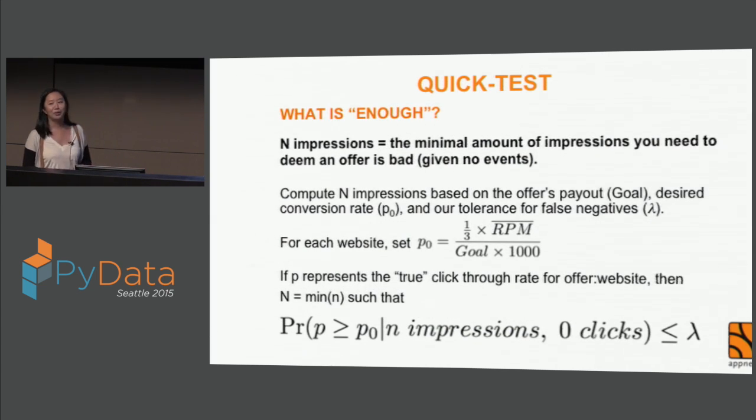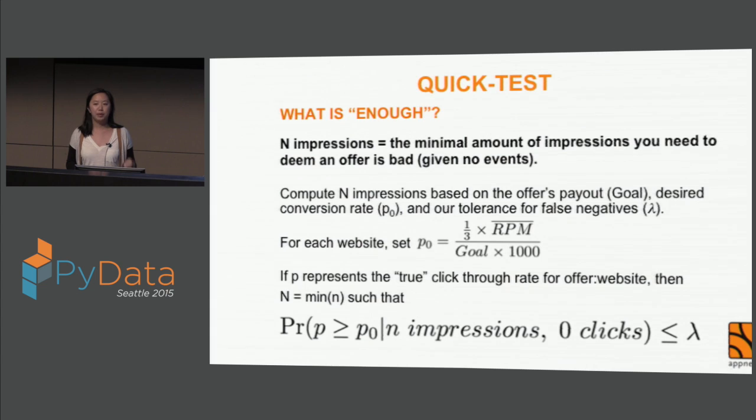I'm going to go into a little bit of math here. N impressions is the minimal amount of impressions you need to deem that an offer is bad, even though no clicks have happened. The first thing you do is calculate a desired probability. So p naught is equal to this equation that uses an average revenue for the seller and a goal, which in our previous example is $10 per click. So now you have a baseline.